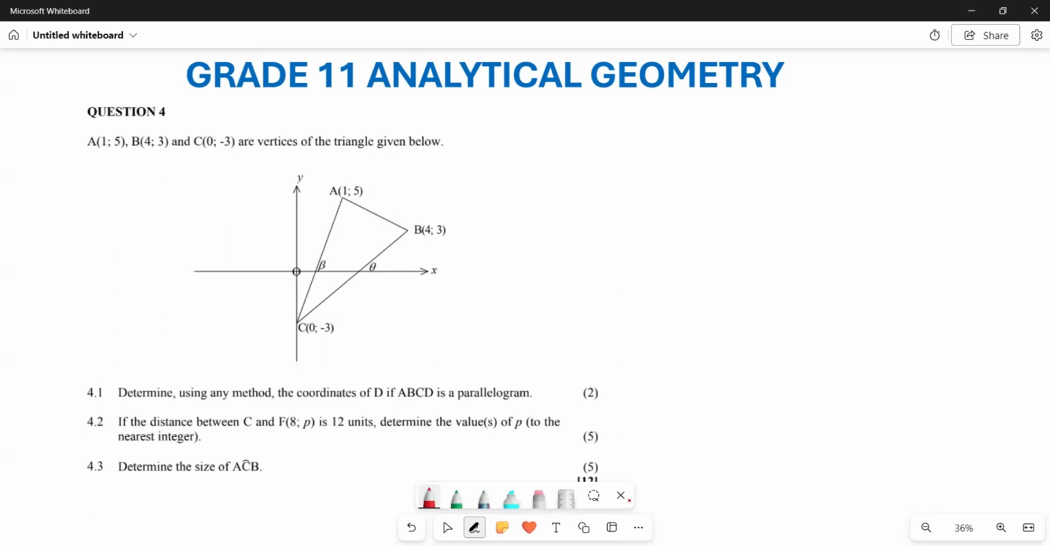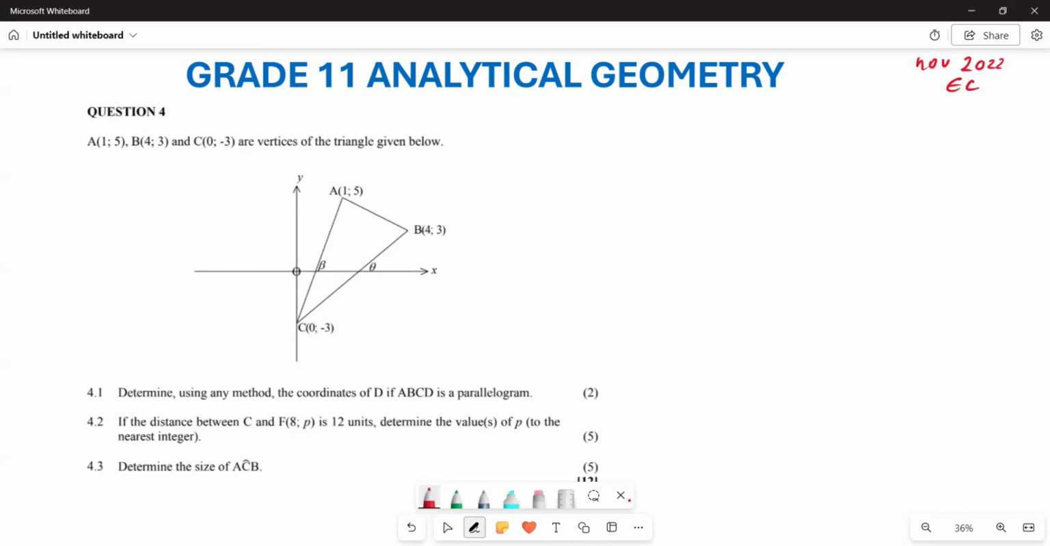What we are doing, we are looking at analytical geometry. We are looking at our past paper, which is the November 2022, from the Eastern Cape province, right? Now, remember we had part one of this video, which was question 3. If you haven't watched that one, just check on this playlist. You are going to find that first video, so that you can understand how to go about doing such questions. Now let's tackle this one.